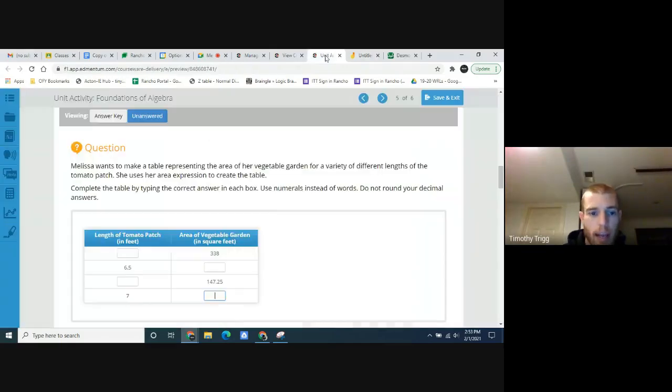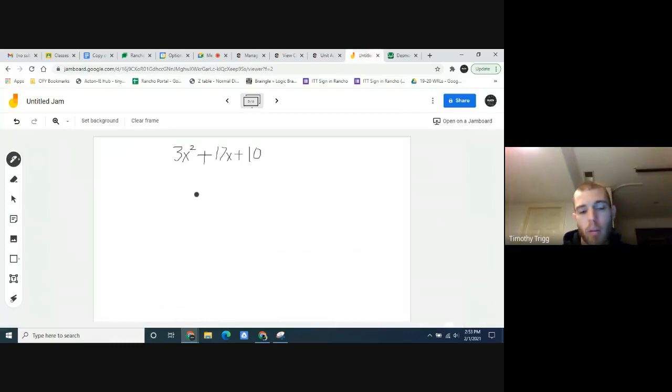Now, one of the things we need to answer is what would be the area of the vegetable garden if the length of the tomato patch is 6.5. In other words, x is 6.5. So we're going to replace x with 6.5. Let's work out what that is. So it's 3 times, replacing x with 6.5, 6.5 squared.